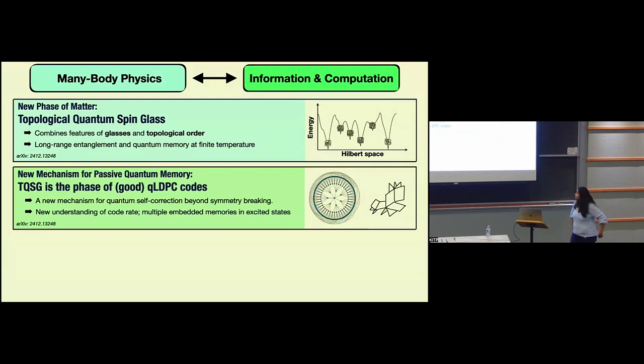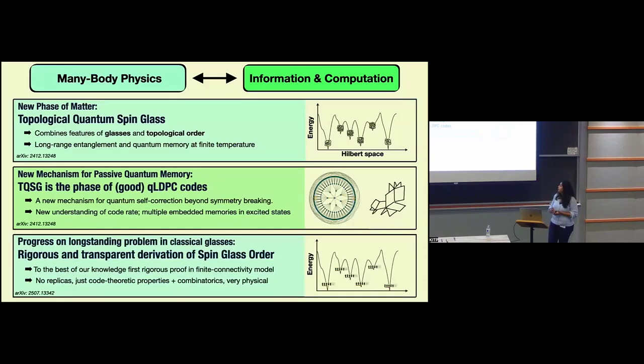And in particular, it furnishes a new mechanism for passive quantum memory, which goes beyond spontaneous symmetry breaking. Okay, in this case, spontaneous symmetry breaking of higher form symmetries. What it also does is it makes us rethink our understanding of the code rate, which is how many encoded qubits we have. Usually this is just associated with the ground state degeneracy, but actually in these models, there are many embedded quantum memories, including in excited states. Okay, so the code itself contains many copies of a quantum memory in a way that I will describe.